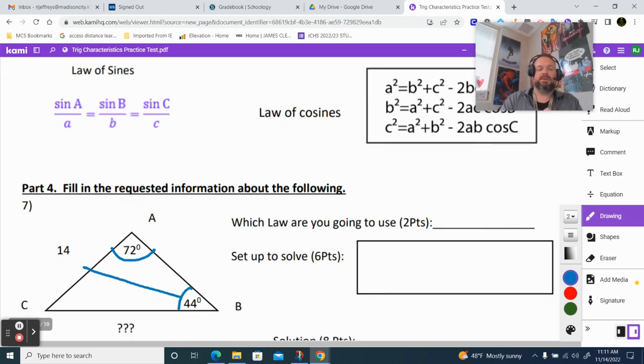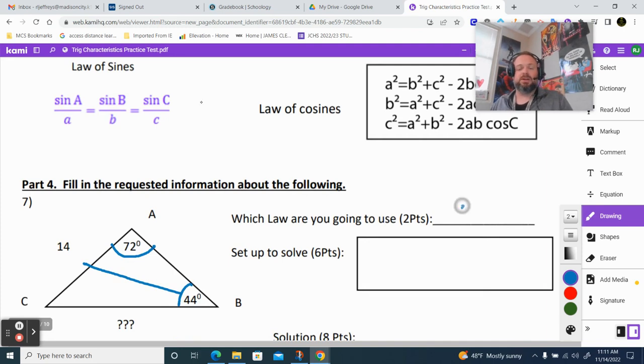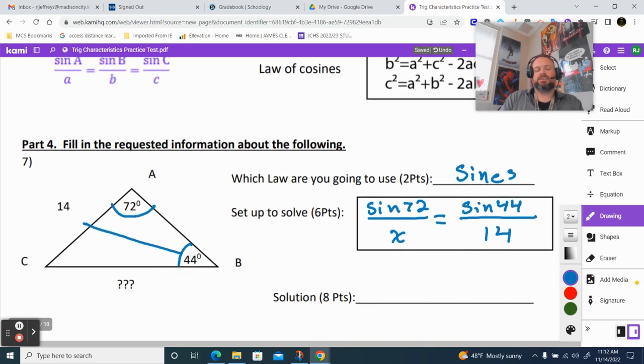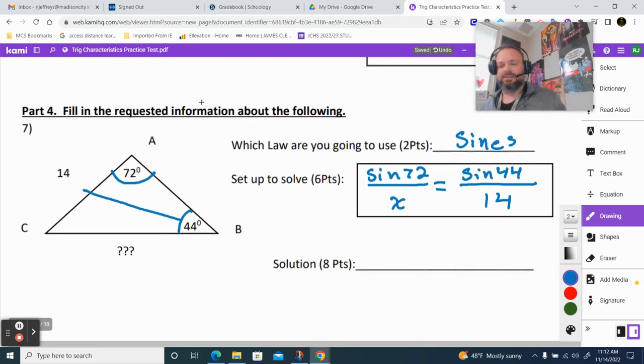So which law are we going to use? The law of sines. That's worth 2 points. To set it up, the sine of 72 degrees over x, or we could have said little a, I don't care what you set it up as, equals the sine of 44 over 14. Now, solve this. You would cross multiply and divide.